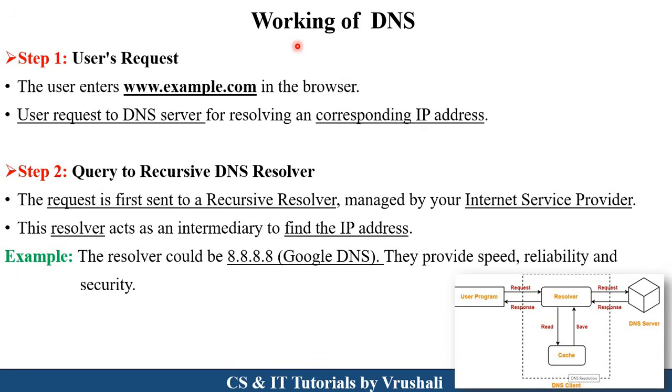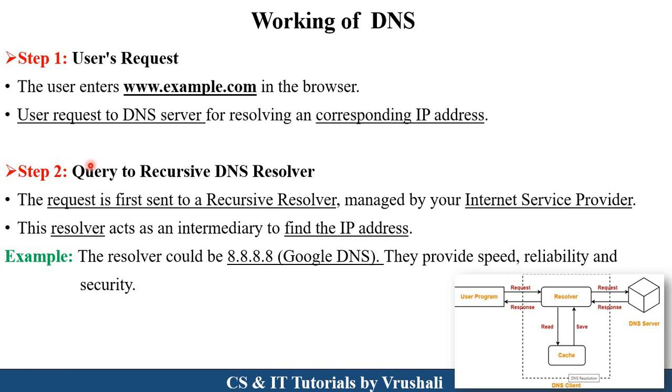Now, let's understand the working of DNS. Here we will understand each and every step of the working with an example. Now, the first step is the user's request. See, the user searches a particular website, for example www.example.com. For that purpose, they use a browser like Chrome or Firefox. So the user requests the DNS server to resolve the corresponding IP address of that website. So this is the first step. The user searches a particular website on the internet.